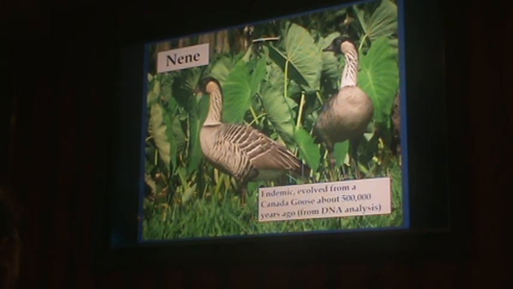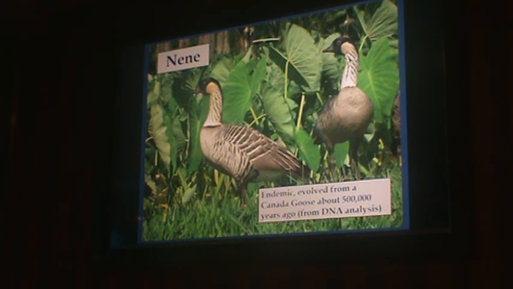And now, how on earth did a Canada goose get on the islands of Hawaii? They had to have been blown in. They had to have been blown off course during their migration. But they ended up here. They found a home, and then they eventually evolved. The nene is essentially a flightless goose.